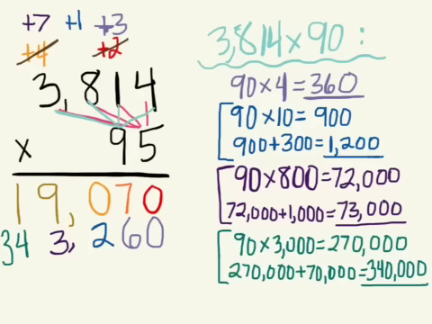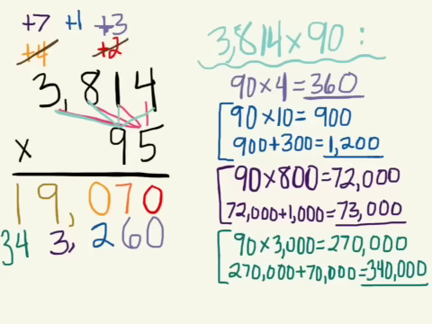All right, get that calculator out again and check it. 3,814 times 90. It should be 343,260 for a partial product. Seriously, do it. Do it now. Check it out. Blow your mind.